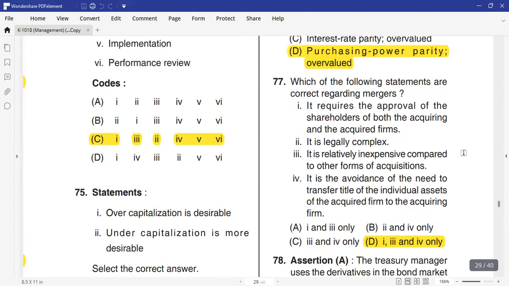Which of the following statements are correct regarding the mergers? So it is 1, 3, 4 only. It requires approval of the shareholders of both the firms. That means both the firms, A and B, are getting merged into C, so the shareholders of both A and B companies have to approve it. Third option is it is relatively inexpensive compared to other forms of acquisition. And the fourth one is the avoidance of the need to transfer title of the individual assets of the acquired firm to the acquiring firm. So the correct option is D.